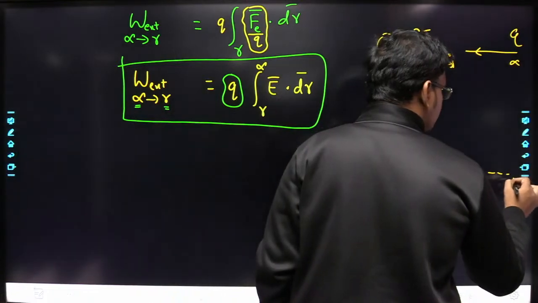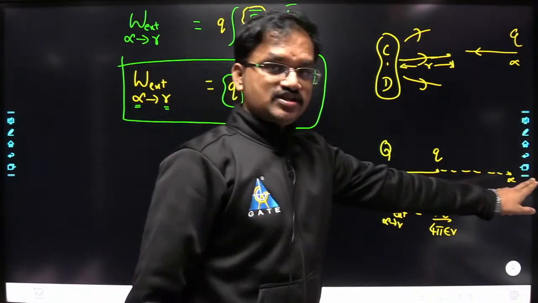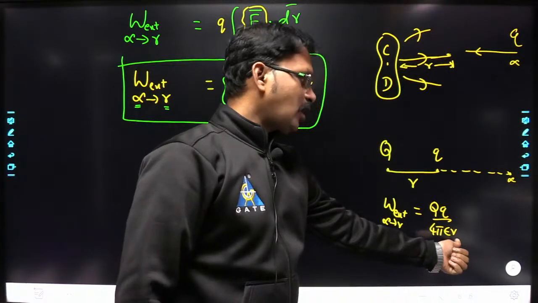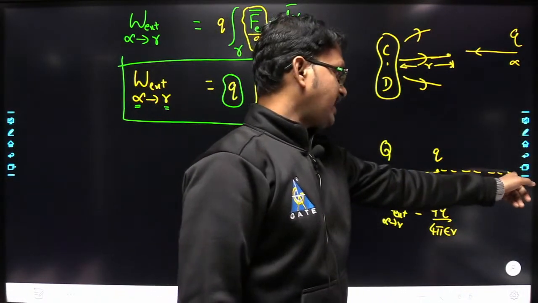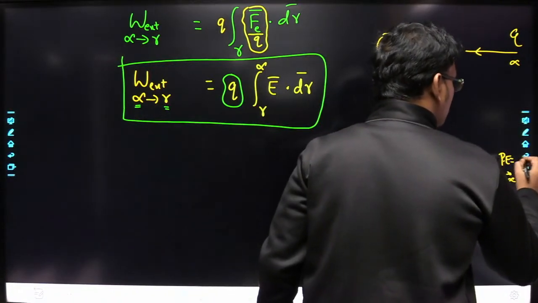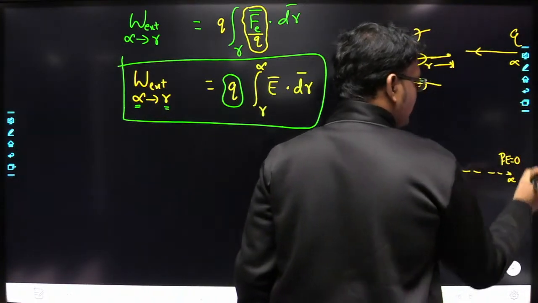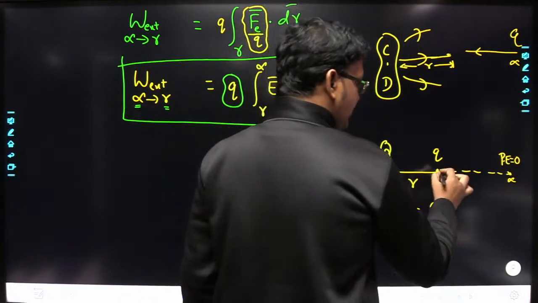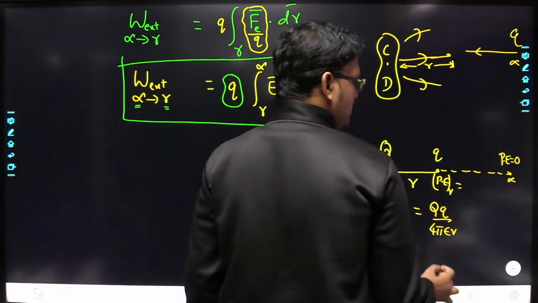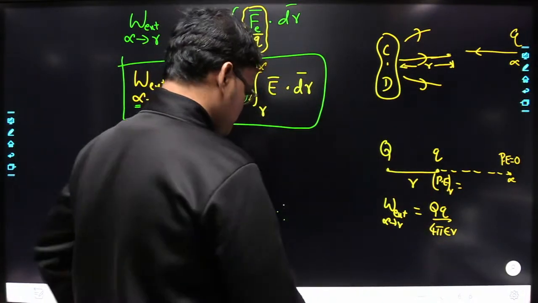You have moved this charge from infinity. So what is the potential energy at infinity? At infinity, put R tends to infinity, so the potential energy at infinity is equal to 0. And the potential energy at this location R is equal to Qq by 4 pi epsilon R.